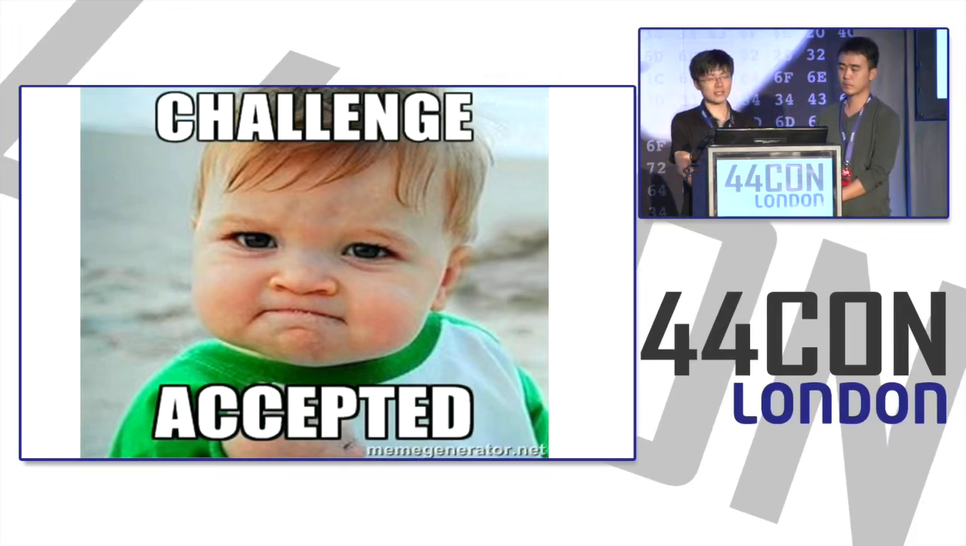Fortunately, we succeeded, and today we'd like to share the details of the vulnerabilities and the exploit techniques we used in our Pwn2Own exploit.